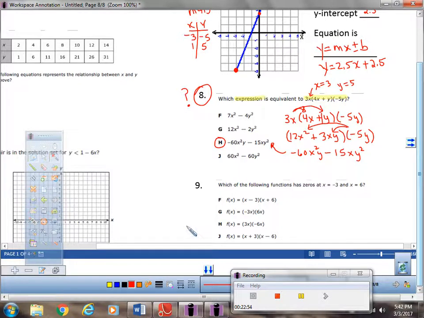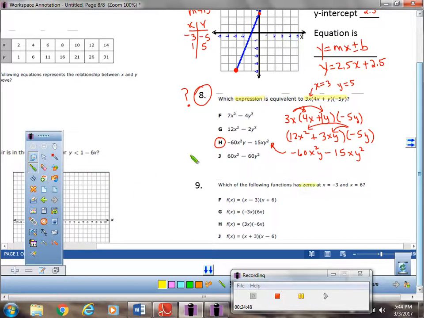All right, so let's look at number 9. Question number 9 says, which of the following functions has zeros? Okay, so we've been working with this lately. You guys know that for zeros, we do have a function for that in the calculator. It's menu 61.